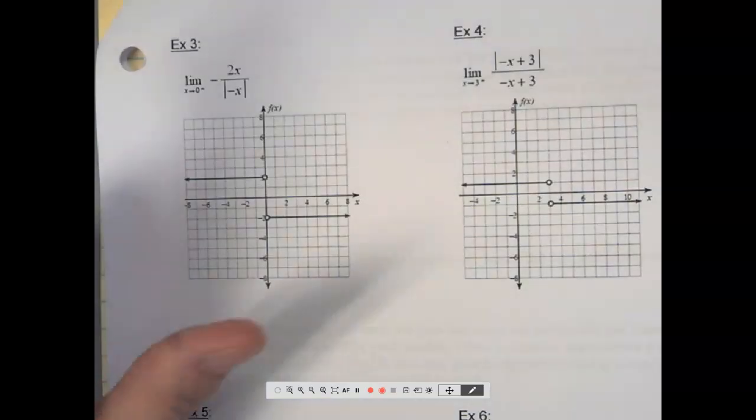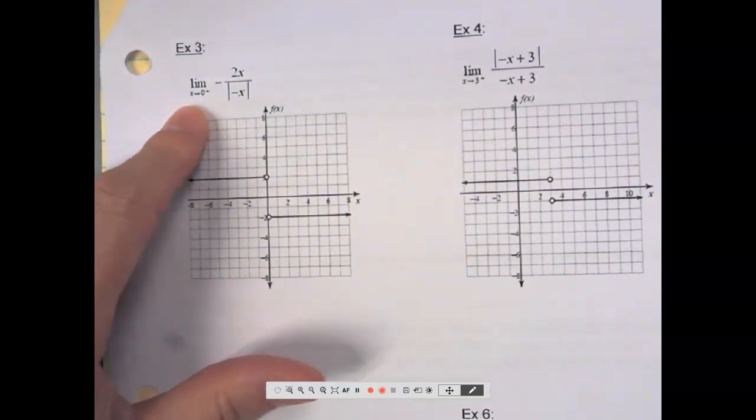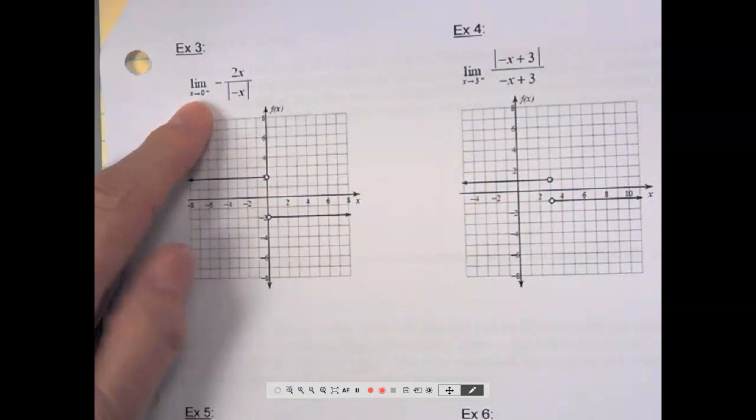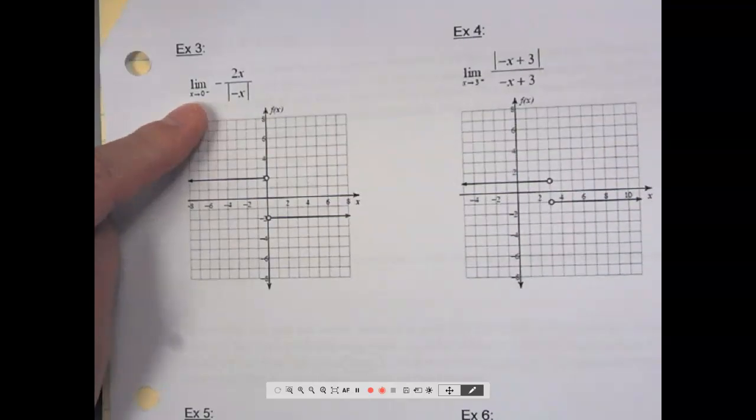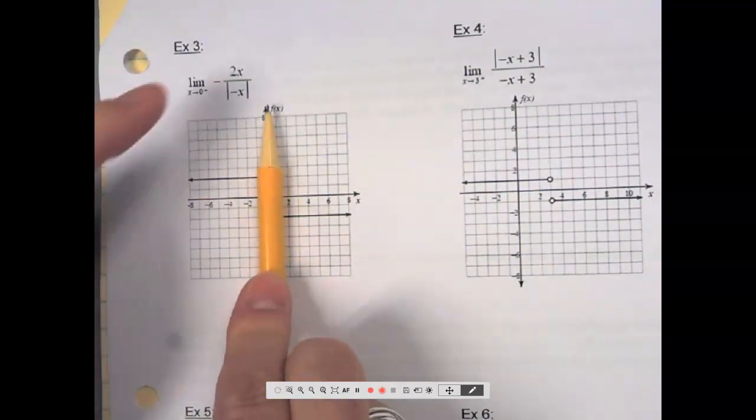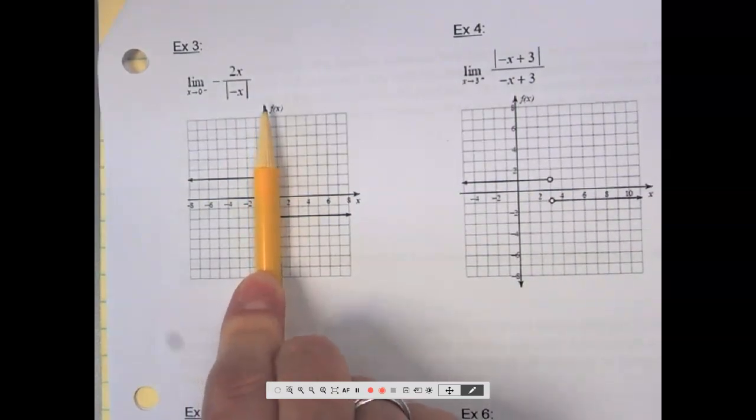These are the graphs. Okay, in this particular problem, example 3, I am looking for the limit as x approaches 0 from the left. Okay, this is where x equals 0. Okay, jot down what you think the limit approaching the left is.